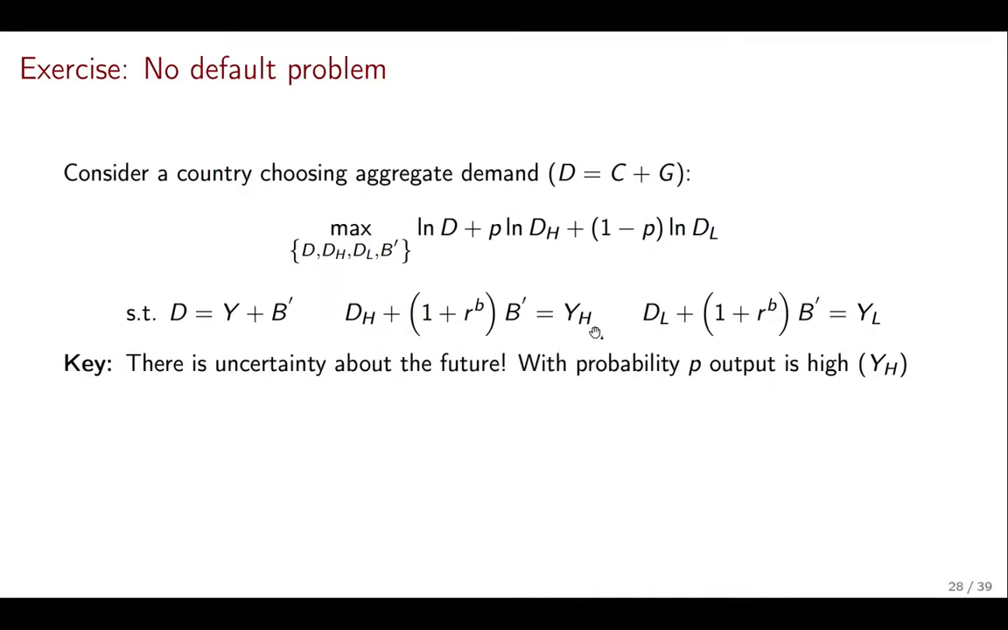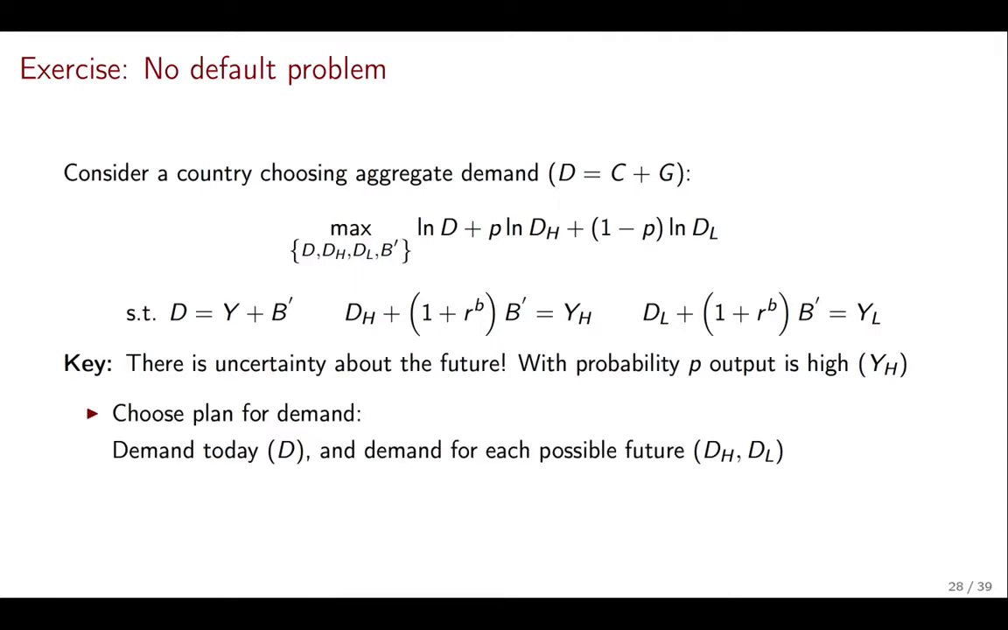That's why there are two budget constraints for the second period. This is the budget if output is high. This is the budget if output is low. Now, because of this uncertainty about the future, the consumer, or in this case the country, has to choose a plan for demand. So this is a bit different to the way we've done it in the past, but the math is exactly the same. What has to happen here is that the consumer chooses a demand for today and a contingent demand plan for each possible future. What that means is that you have to choose both a demand D_H, that's going to happen if output is high, and a demand D_L, that's going to happen if output is low.